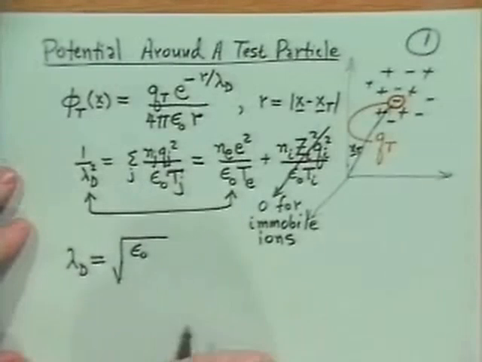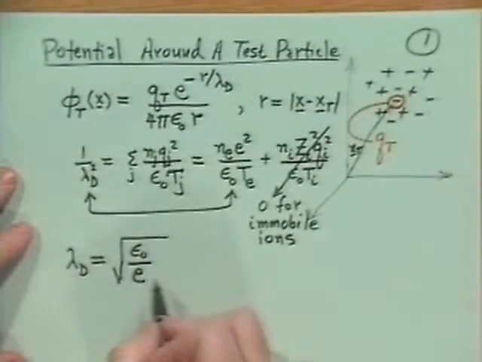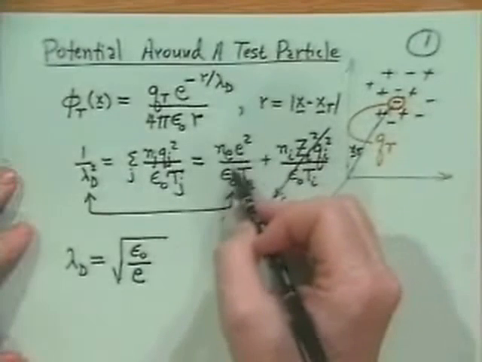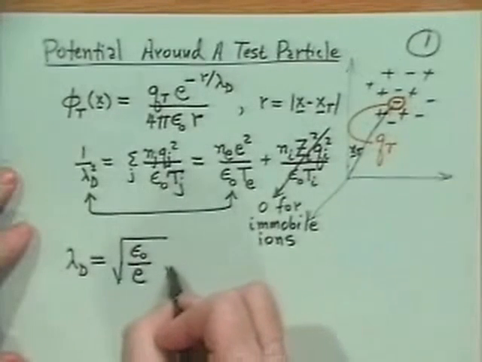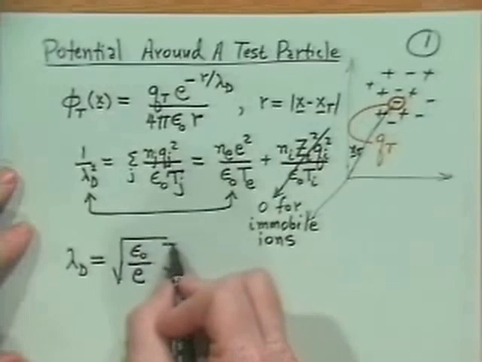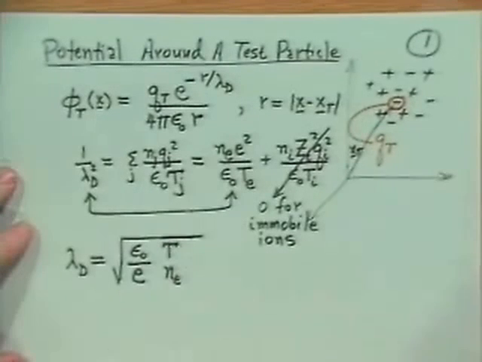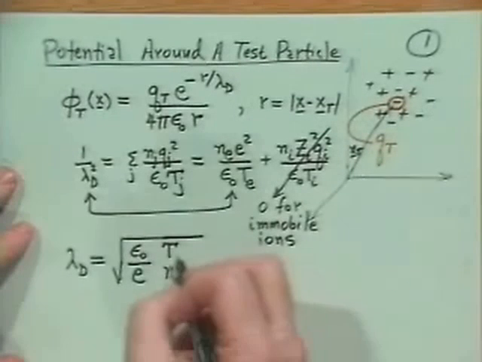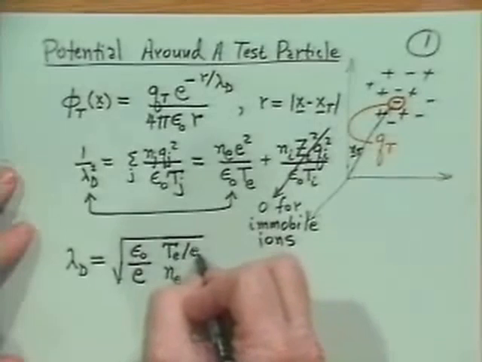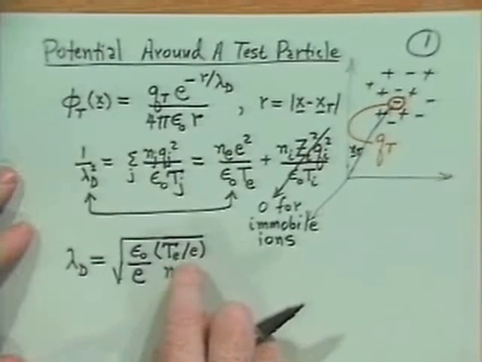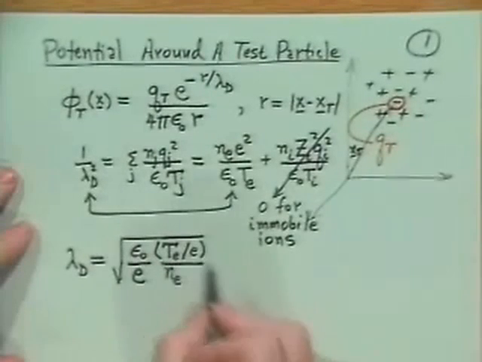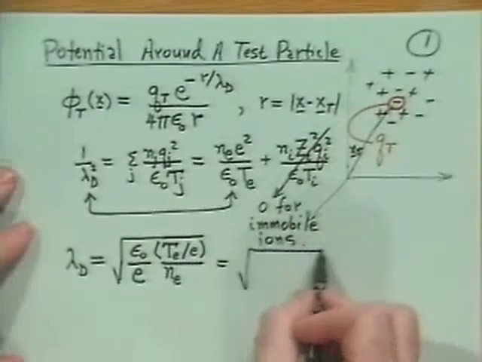And now I'm going to write it out in some funny ways. I'm going to write it as epsilon naught over e, so that took care of that part right there. Then I'm going to have an n_e down here, and I'd like to write the electron temperature in terms of the unit of electron volt as an energy or a temperature rather than degrees Kelvin. The way I do that is I write it as T_e over e. That says measure the electron temperature or energy in terms of electron volts. So if I do this, then we can write this.